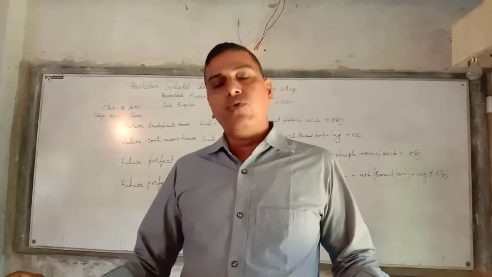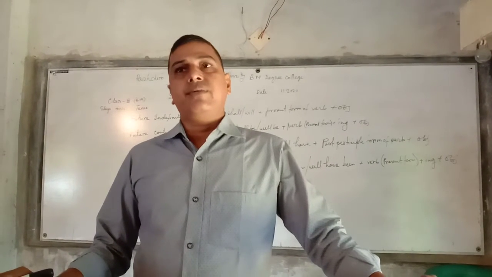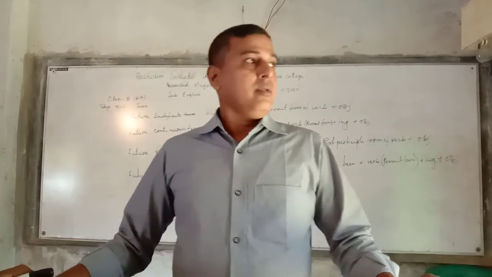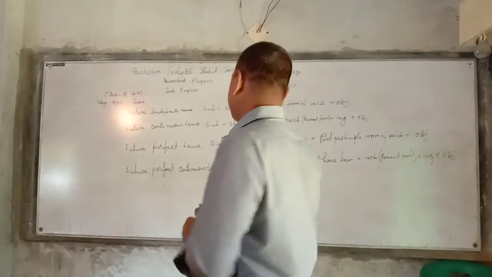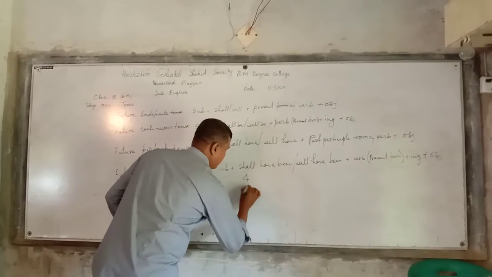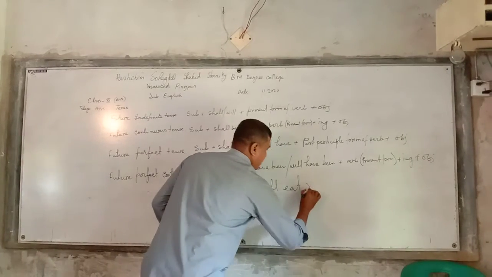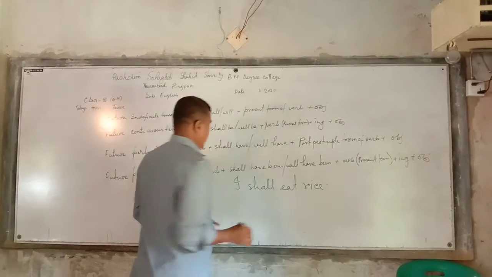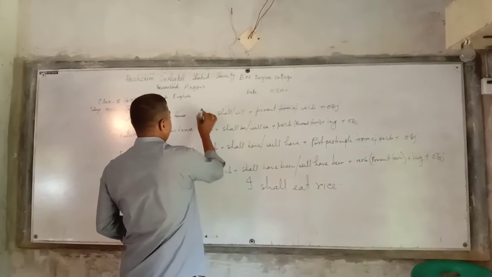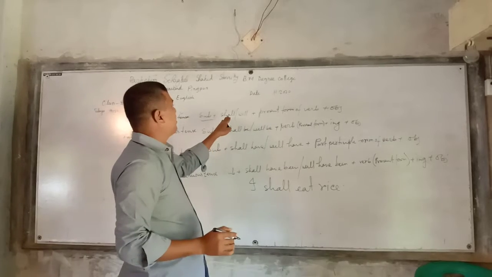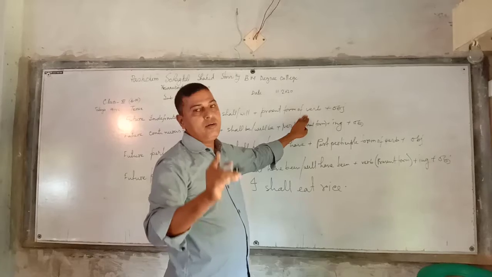If any work will be organized in the future, it is called future indefinite tense. It means the work will be organized in next time, such as, I shall eat rice. If we analyze the sentence, we see the structure of future indefinite tense: subject plus shall or will plus present form of verb and object.